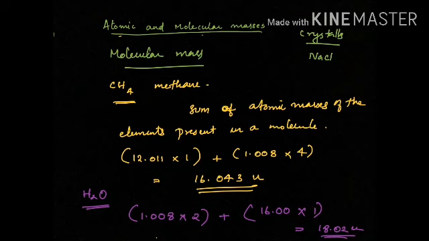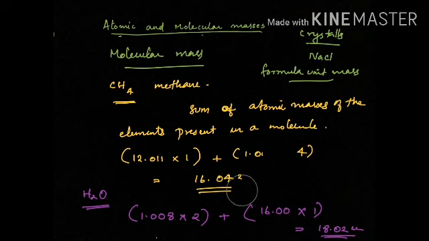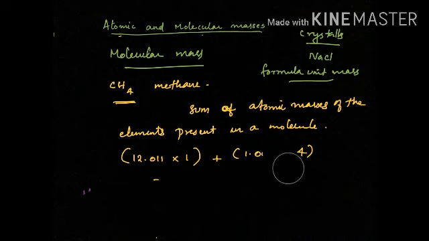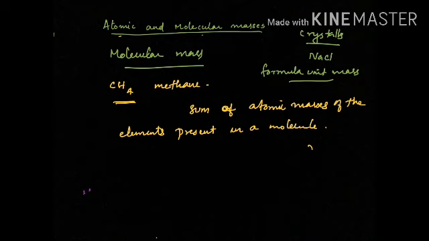In that case, you have to calculate the formula unit mass. Again, we use the same techniques to find the formula unit mass. We can do one calculation, taking the example of NaCl itself. Same method you need to adopt. So how will you find it out?